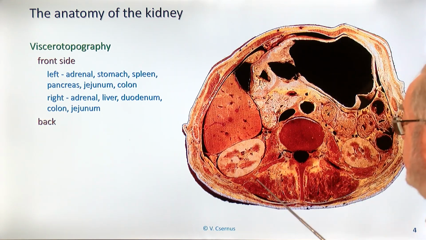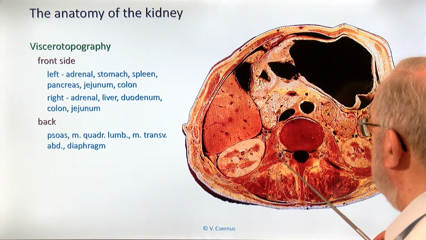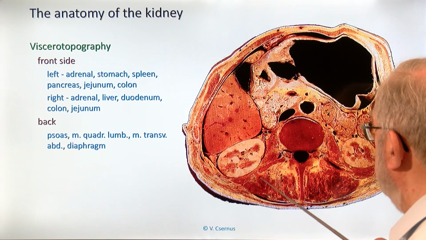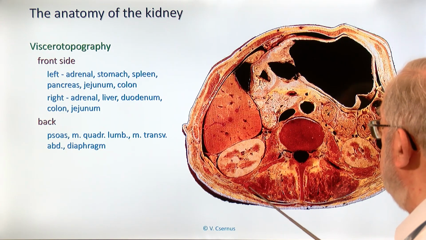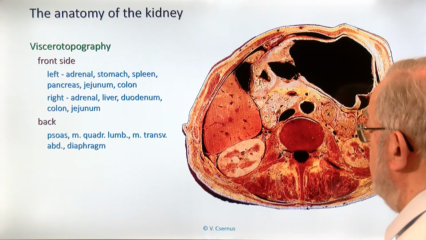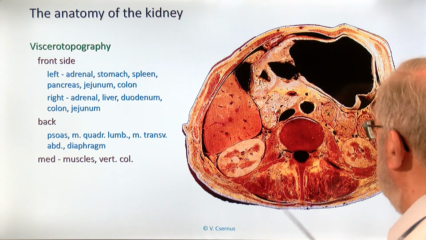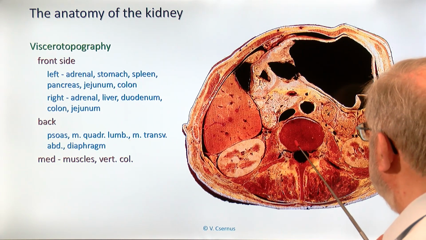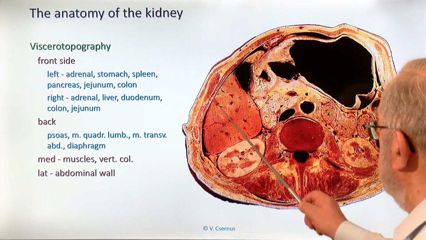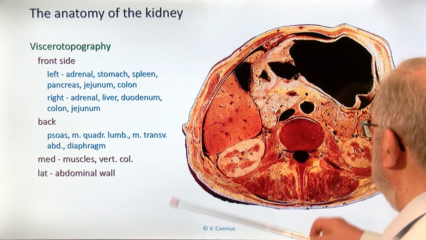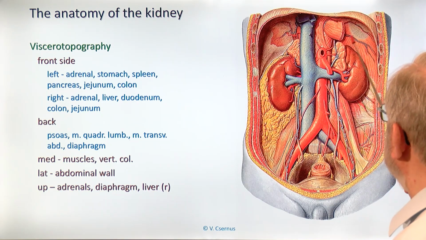Behind the kidney, we have muscles. Behind the medial edge, we have the psoas major. Behind the middle, the quadratus lumborum, and a little from the transversus abdominis. And this is below the 12th rib. Above the 12th rib, we have the diaphragm, which makes the back neighbor of the kidney. Medially, we have the vertebral column. Between them, we have the muscles, especially the psoas major. Laterally, we have the abdominal wall and its 3 layers. Above that, we have the adrenal glands and the diaphragm.